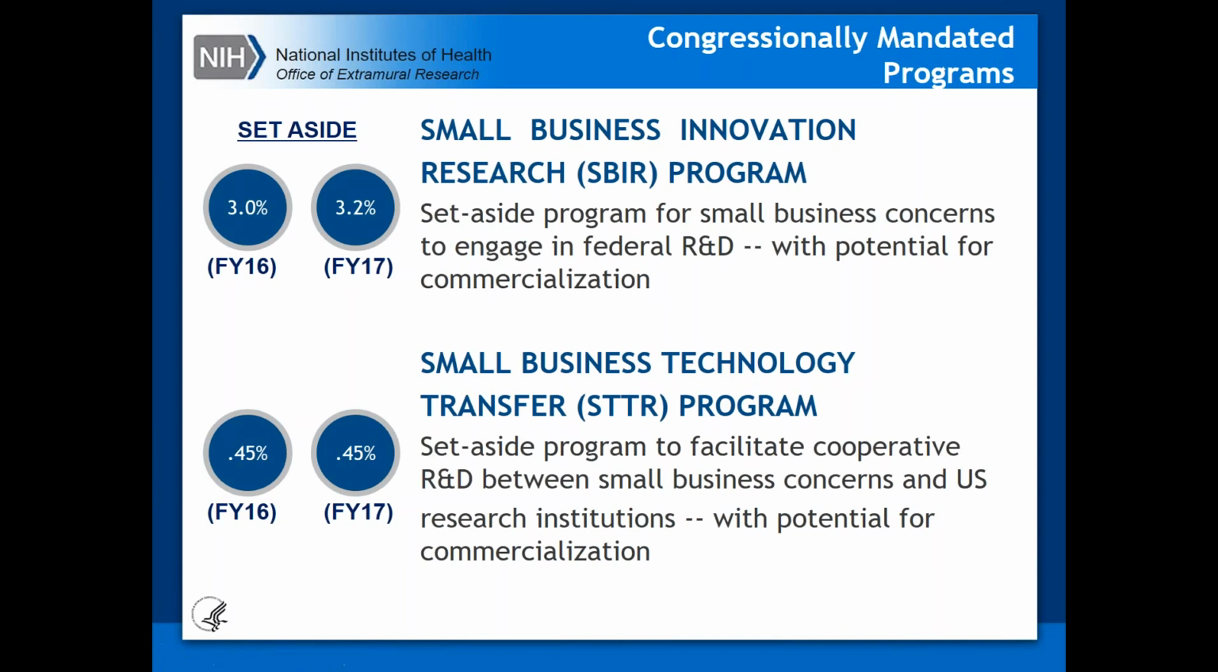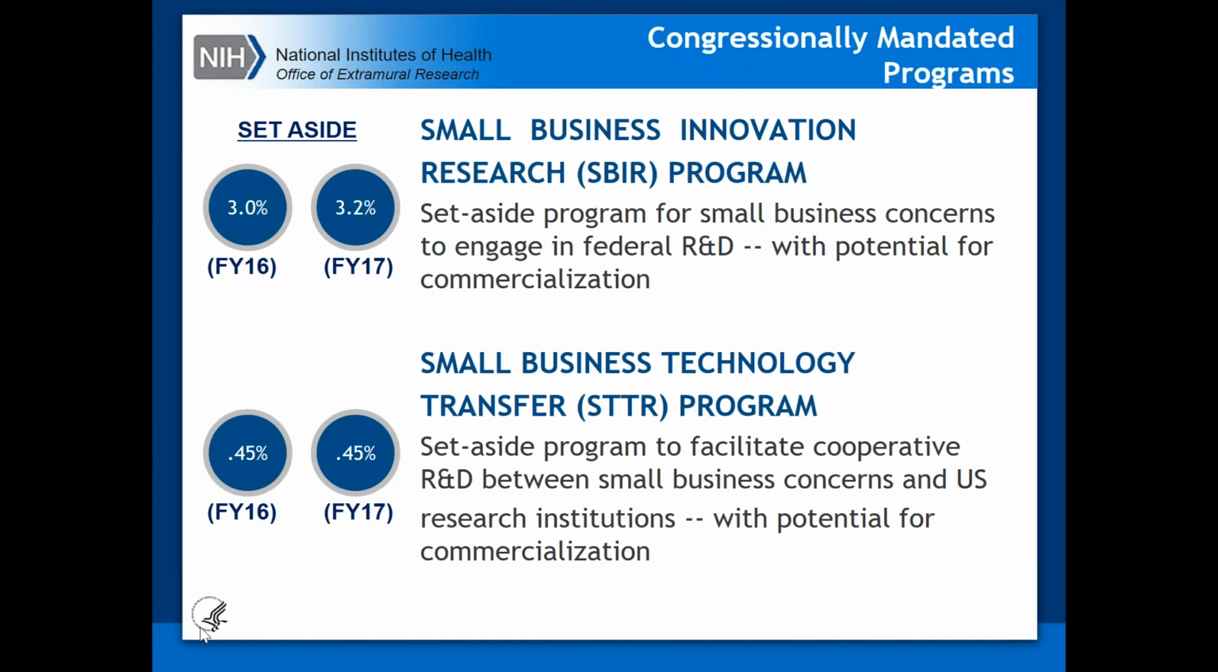So you all probably are aware that the SBIR and STTR programs are congressionally mandated programs. The SBIR, as you can see, stands for the Small Business Innovation Research Program. It's a set-aside for small businesses to engage in federal R&D that has potential for commercialization. As you can see, the set-aside in fiscal year 2016 was 3%, but by statute, the fiscal year 2017 set-aside is 3.2%.